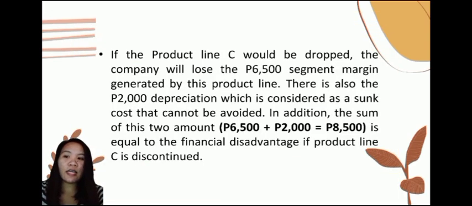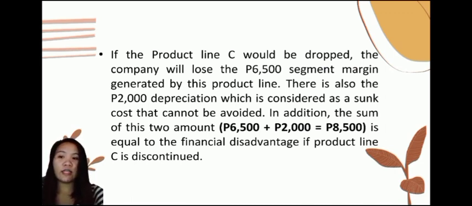So, if the product line C would be dropped, the company will lose the 6,500 pesos segment margin generated by this product line. There is also the 2,000 pesos depreciation, which is considered as a sunk cost that cannot be avoided. In addition, the sum of these two amounts, which is 6,500 pesos and 2,000 pesos, is equal to 8,500 pesos, equal to the financial disadvantage if product line C is discontinued.